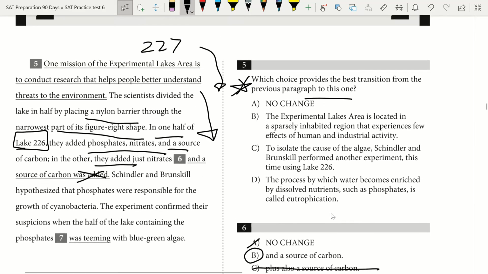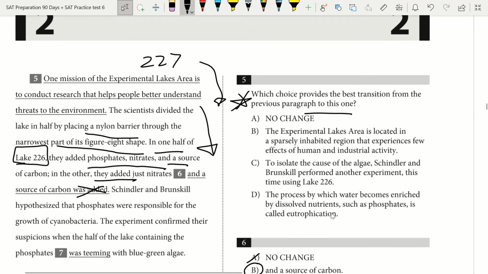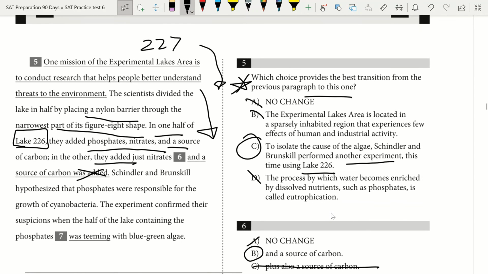Now let's go back and answer 5. We know we want to introduce Lake 226. I see the only one that says that is option C, so I'll read through that one first. "To isolate the cause of the algae, Schindler and Brunskill performed another experiment, this time using Lake 226." Yes, that's perfect, because we want to indicate a shift from 227 to 226, and that's answer choice C. So that's going to be C for number 5. That one was pretty easy to identify as the only answer choice with Lake 226, and us having to introduce that somehow.